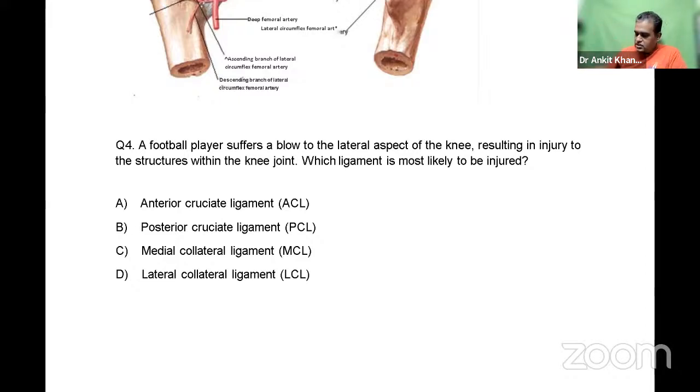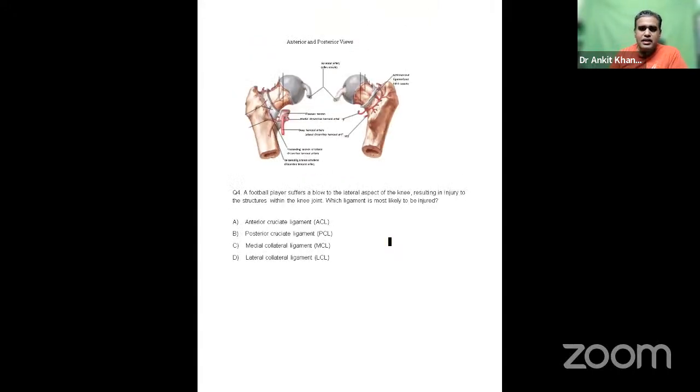So if there is an injury to the outside of the knee, and you have seen the game, how common it is, and there's a severe injury in that part, and there's some injury inside the knee joint, which ligament is most likely to be injured? That is the question. Is it ACL, PCL, or collateral ligament? Is it one of the cruciate ligaments or one of the collateral ligaments? Here we have to understand the anatomy of the knee joint, then we'll understand it better.